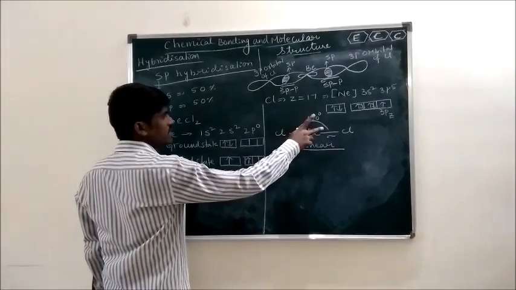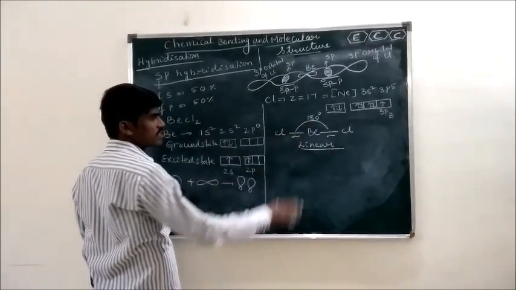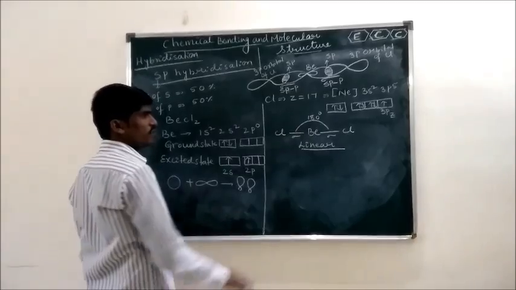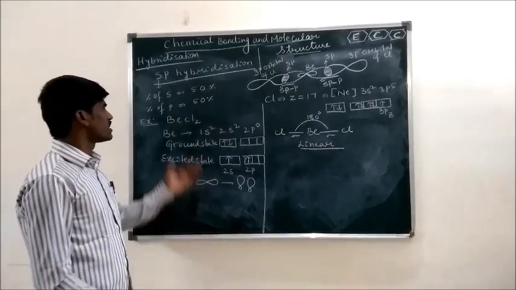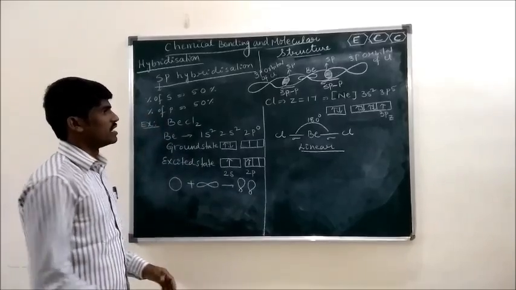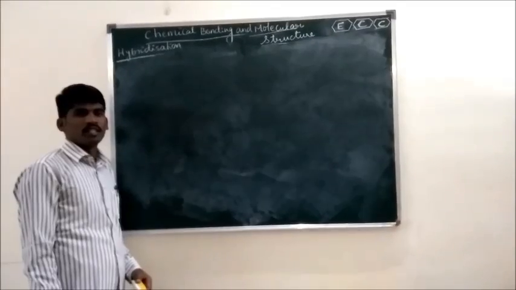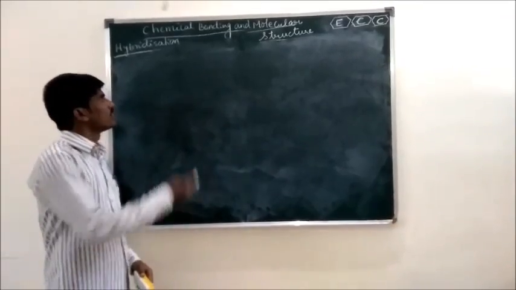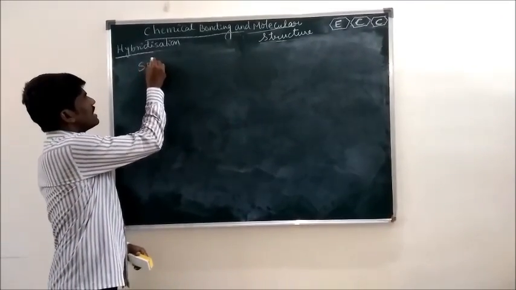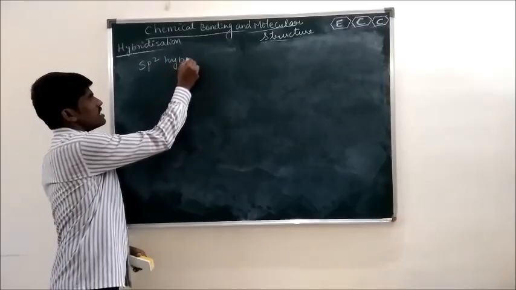If you arrange this molecule with 180 degrees, it gives less electron pair repulsion and more stability to the molecule. This is the best example you can consider for sp hybridization. Hope you understand sp hybridization. Let's move to the second one, sp2 hybridization.